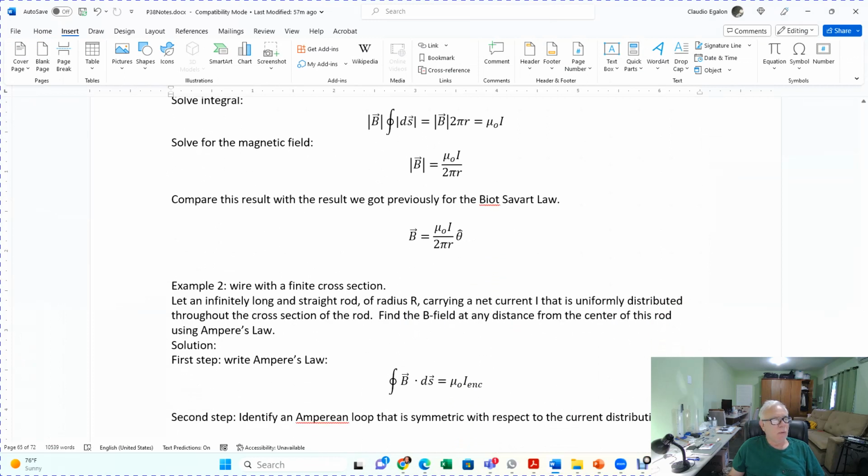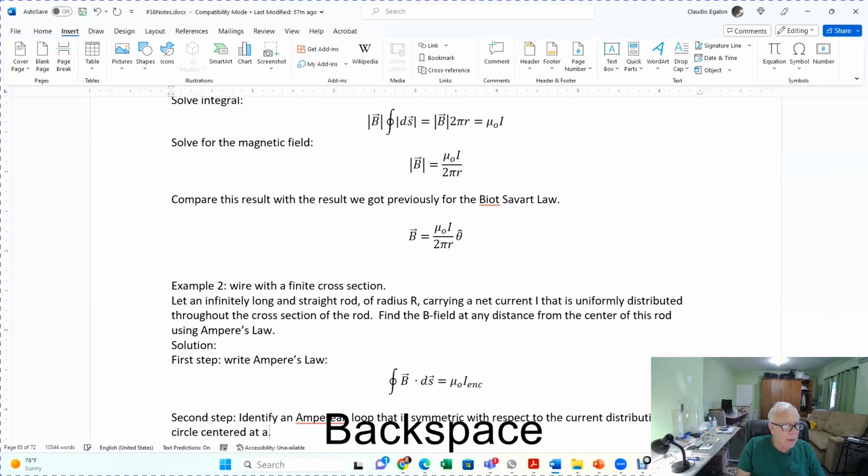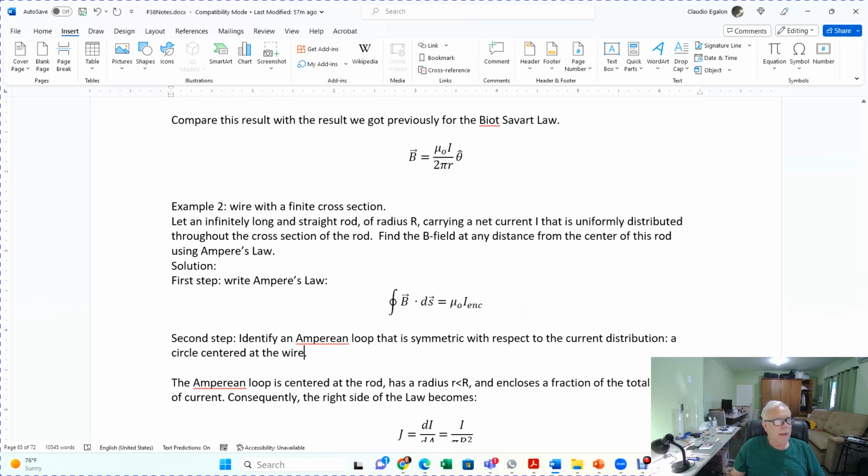So the first step, write Ampere's law. But now the I enclosed is going to be slightly different. Second step, identify an Amperian loop that's symmetric with respect to the current distribution. In this case, it's going to be a circle centered at the wire, and with radius r less than big R.